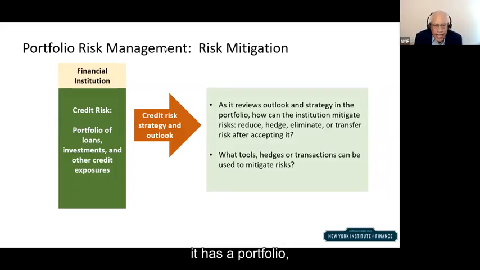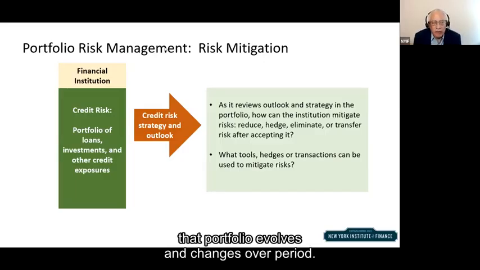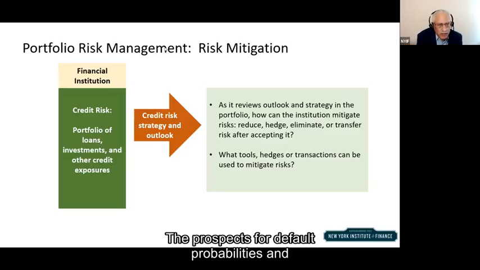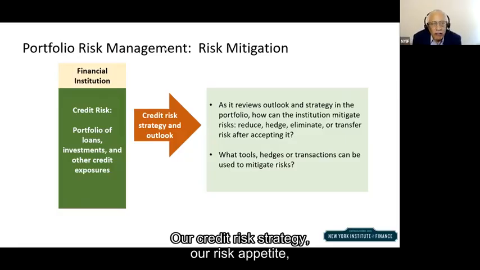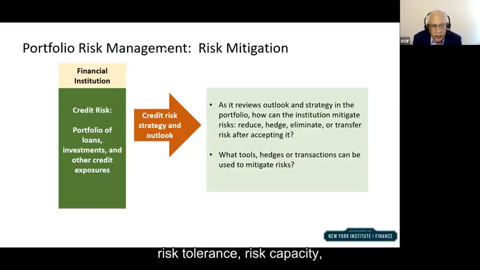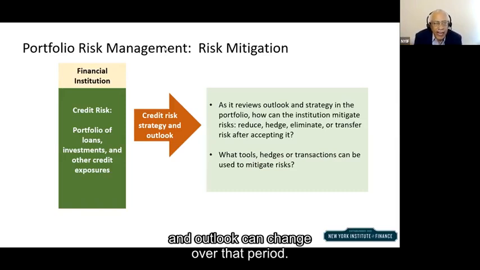So the goal here is for the financial institution. It has a portfolio. That portfolio evolves and changes over a period. The prospects for default probabilities and credit deterioration can change given the market, given the operating scenario. Our credit risk strategy, our risk appetite, risk tolerance, risk capacity, and outlook can change over that period.